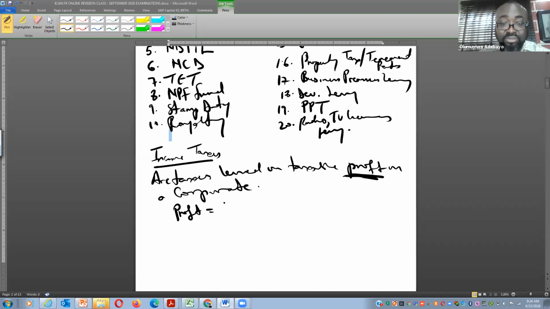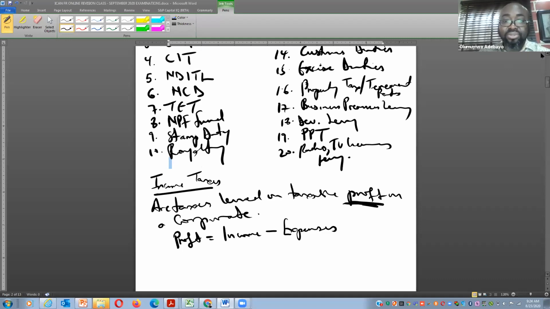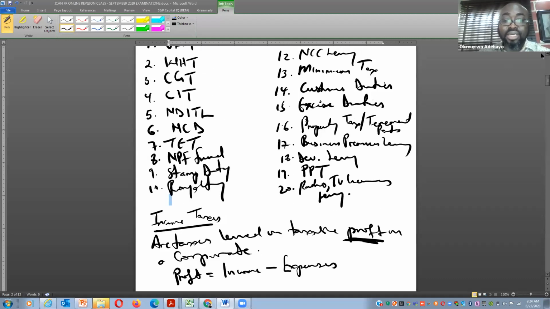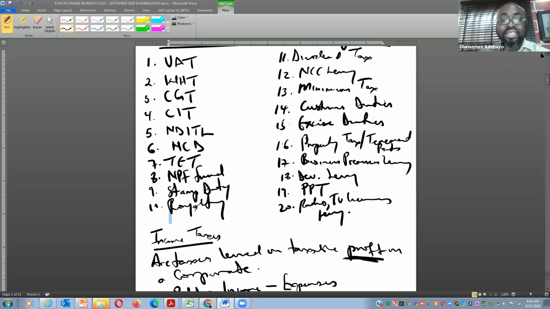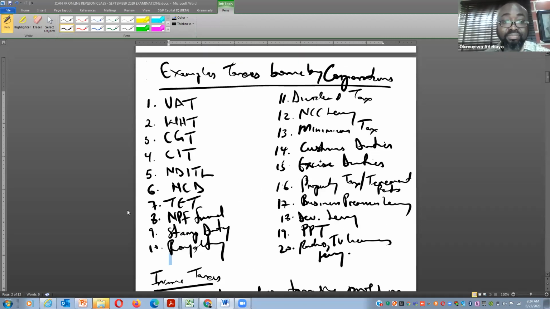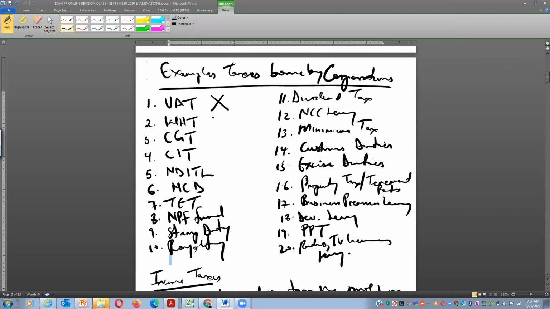And profit, remember we said it is when we compare some level of income to some level of what? Expenses. Now, if that is the case, let us look at these examples and ask ourselves, is VAT an income tax? VAT is not an income tax. Why? Because the basis is not profit. The basis is the value of goods and services.